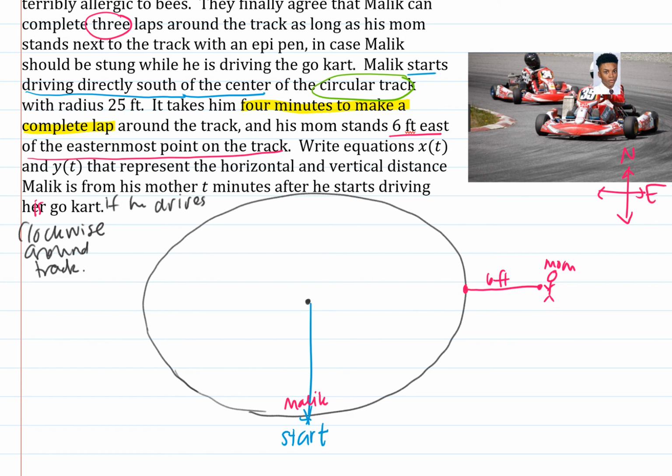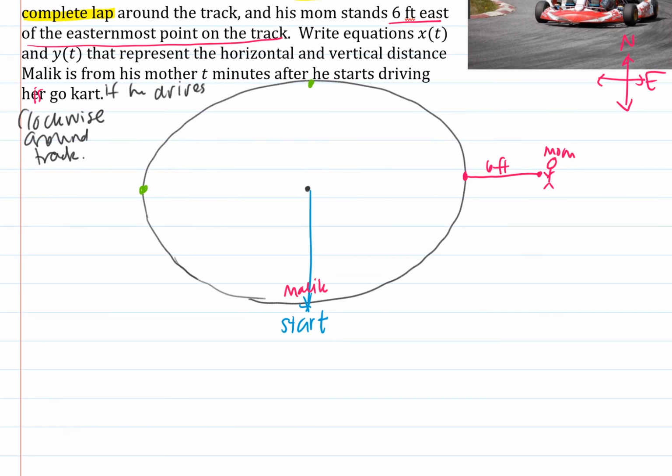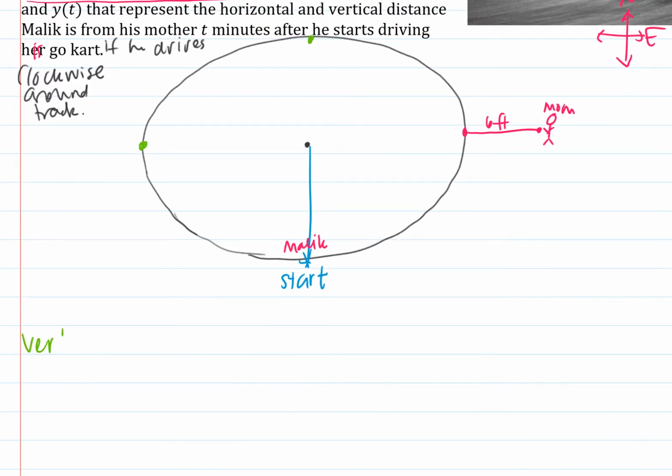Okay, if he's driving clockwise around the track, this is similar to the Ferris wheel problem in that it might help us to look at stopping points. Like, when is he going to make it to this point? When is he going to make it to this point? Okay, so he's starting, and we want to talk about the horizontal and vertical distance away. So let's just pick one to start with. Let's start with vertical distance. This means ignore the fact that he's obviously west of his mom, but how far is he north or south of his mom? So if we're ignoring the fact that you'd have to drive west to get to him, how far would mom have to run south if he had an allergic reaction?